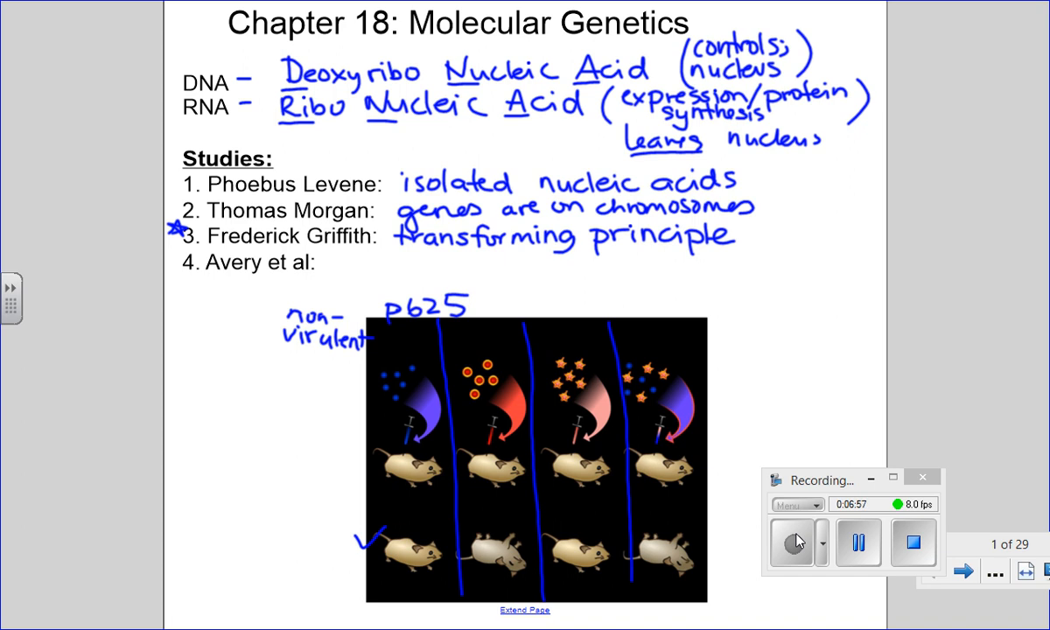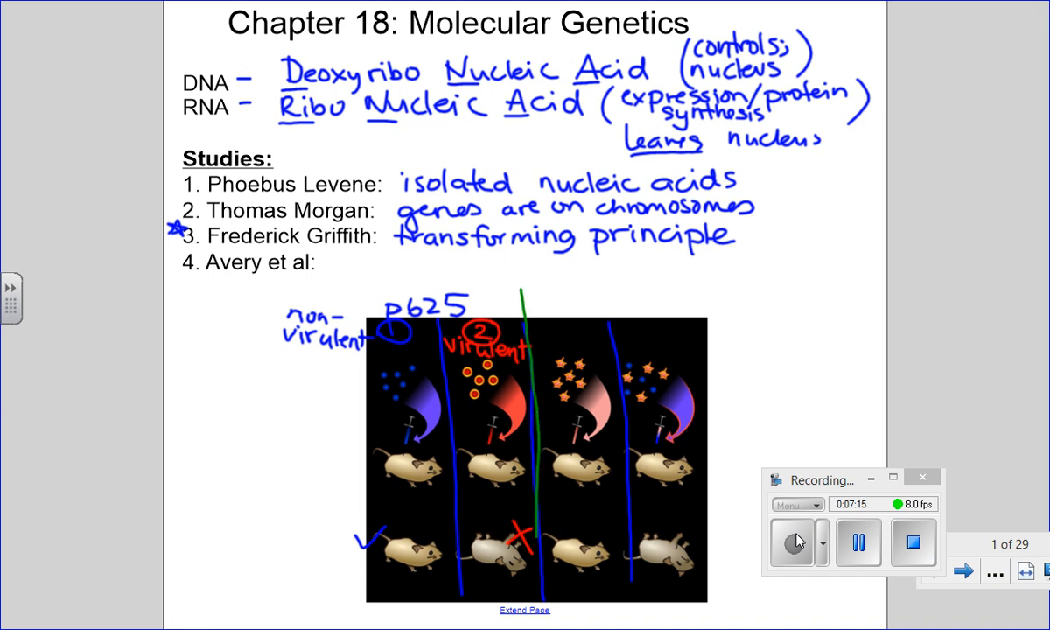So that's number 1. In number 2, he does something different. He injects virulent cells into the mouse, and of course, the mouse dies.